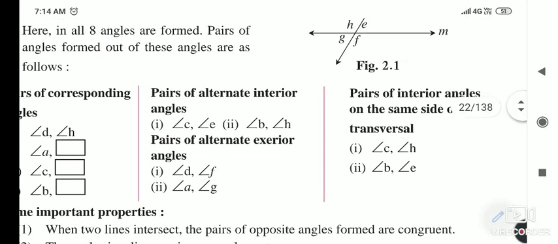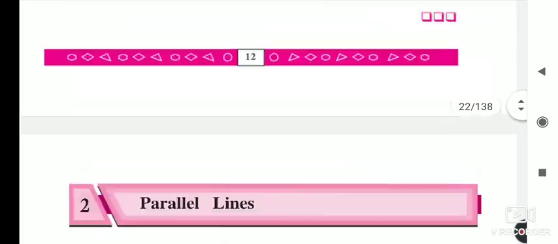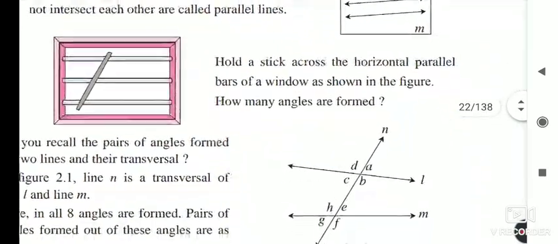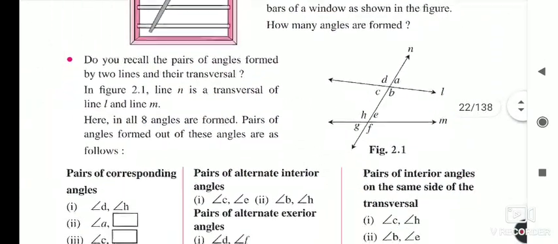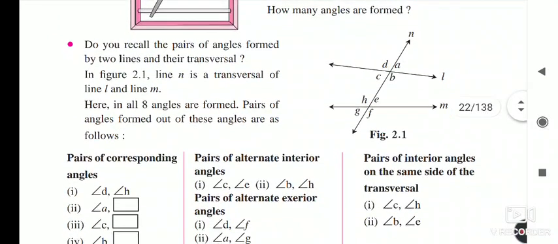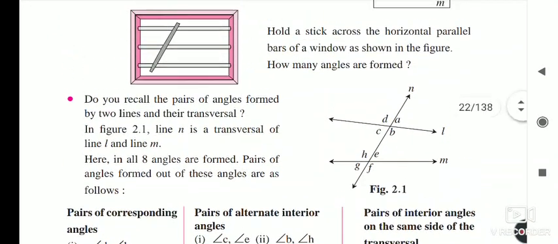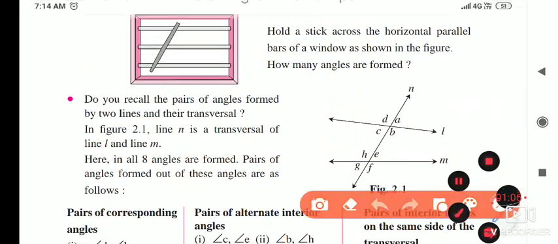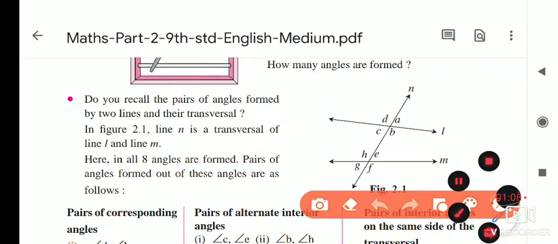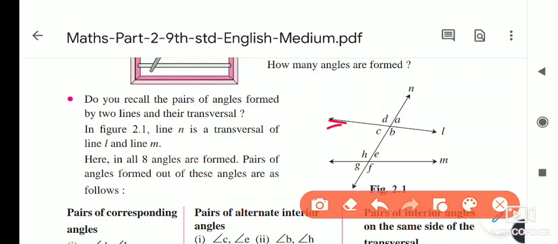Okay, and in this lesson we are going to study parallel lines, their properties, and some theorems related to them. And we'll solve examples based on it. So here in the picture, some points are given for recall. Here it is line L, and here it is line M. And this is the transversal.